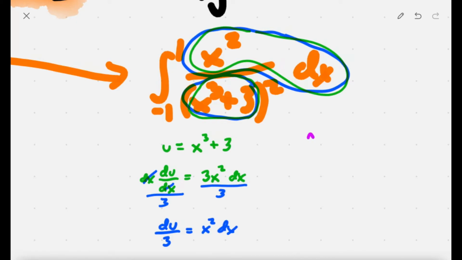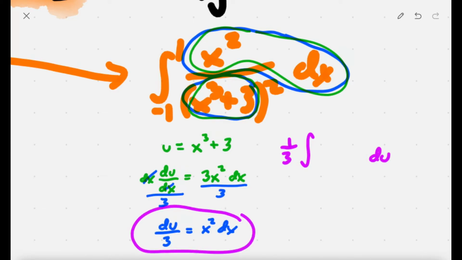Now it's going to be the integral of x squared dx, which is just du over 3. So I'm going to put the 1/3 in front and the du over here. So that takes care of this part right here. Now I need to take care of this u equals x cubed plus 3. Well, it's just going to be 1 over u squared, which is going to be u to the -2.